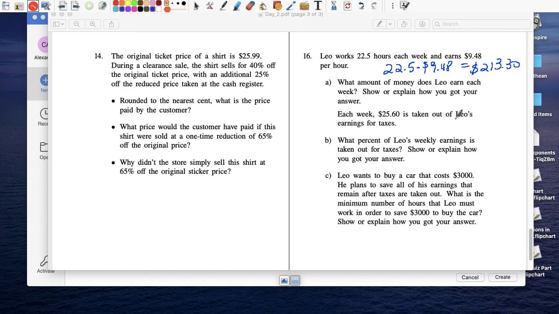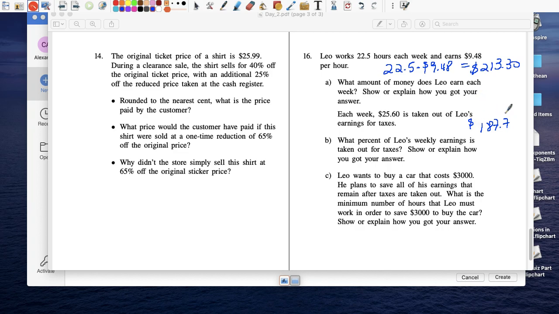What percent is taken out for taxes? So let's see how much he has left over. If you take 213.30, subtract 25.6, he takes home $187.70 after taxes.